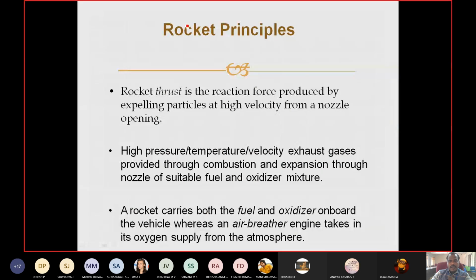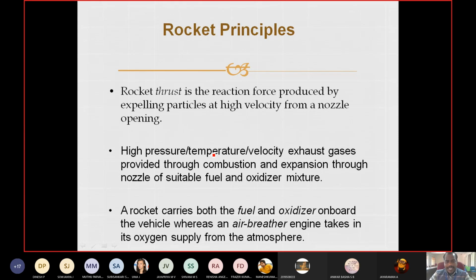So the rocket principle is thrust. Rocket thrust is the reaction force produced by expelling particles at high velocity from the nozzle opening. The high pressure, high temperature, high velocity exhaust gas is provided through combustion and expansion through the nozzle, with a suitable fuel and oxygenated mixture. So we can control the thrust by various parameters, also with the suitable fuel and oxidizer mixture.